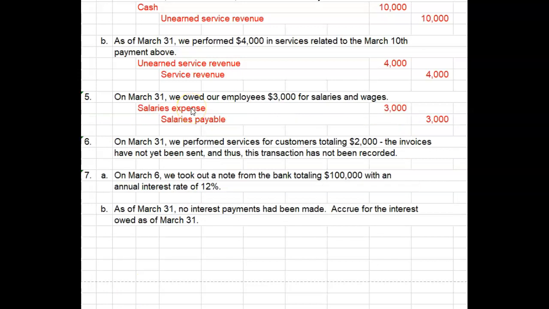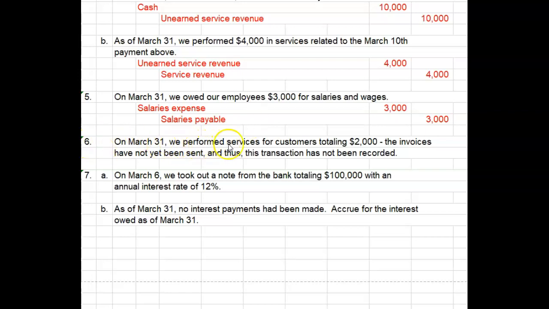Again, there are a variety of account titles that will work. I chose to debit salaries expense and credit salaries payable $3,000. If you chose to use salaries and wages expense or wages expense, that's fine for this worksheet. Debit the expense, credit the liability.